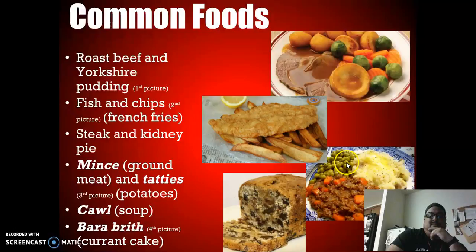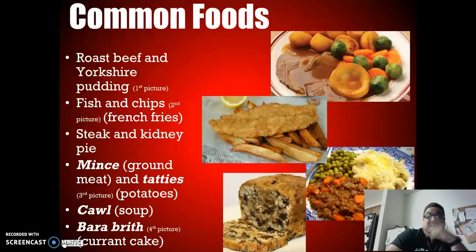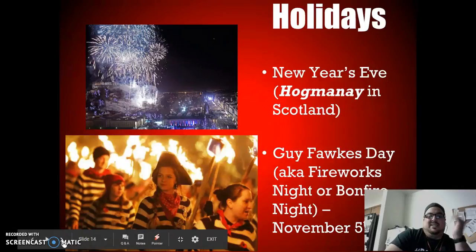So, these are the common foods. If you look at it and you go, ew, but that's what they eat. Just like people might look at us and be like, why do you eat that or why do you eat this? I mean, it's basically different cultures that we've learned throughout the time we've been studying stuff. Holidays. New Year's Eve is called Hogmanay in Scotland. Guy Fawkes Day is November 5th. Fireworks night or bonfire night.